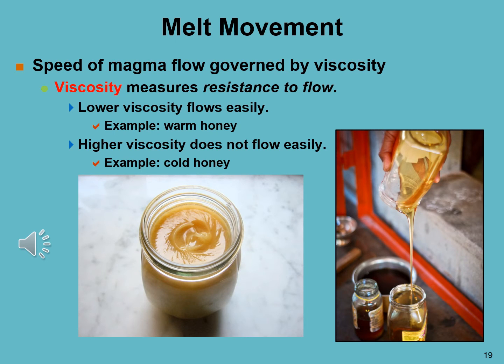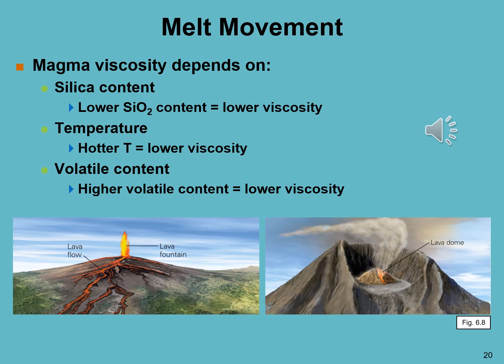The speed of magma flow is governed by viscosity. Viscosity is the resistance to flow. For example, syrup has a greater viscosity than water, or cold honey has a greater viscosity than warm honey. The viscosity of magmas or lavas depends on temperature, volatile content, which is the amount of gases in the melt, and silica content. Mafic lavas have a low viscosity when compared to felsic lavas.